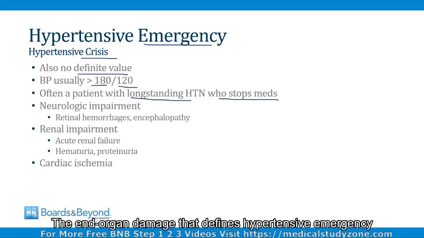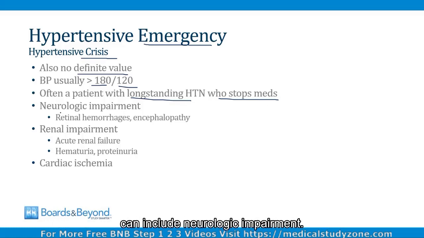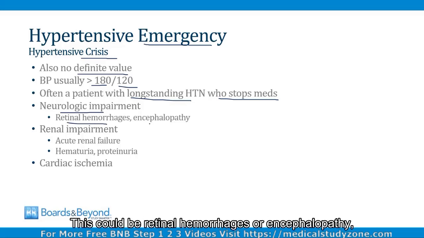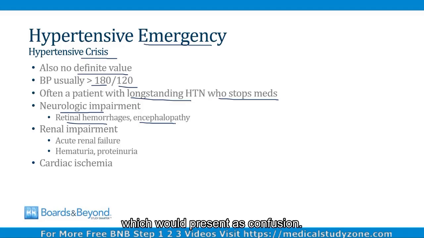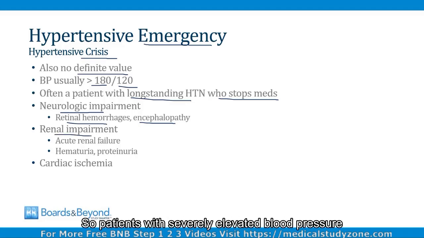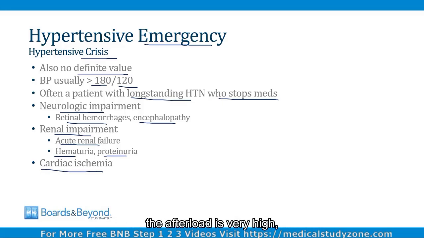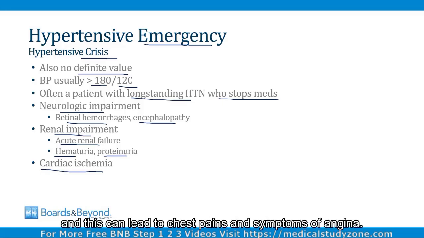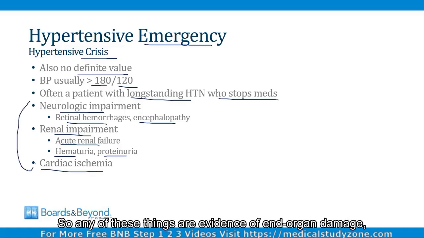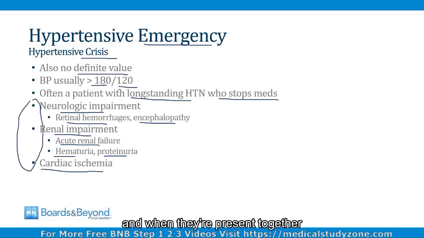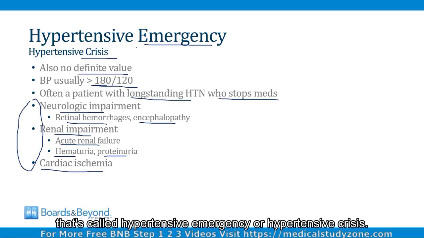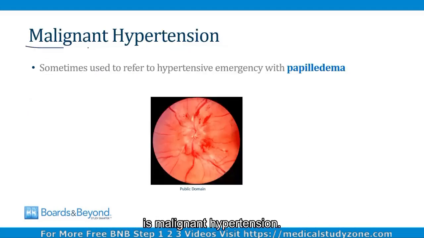The end organ damage that defines hypertensive emergency can include neurologic impairment. This could be retinal hemorrhages or encephalopathy, which would present as confusion. It could include renal impairment, so patients with severely elevated blood pressure can develop acute renal failure, they can develop hematuria or proteinuria. And then finally, it can include cardiac ischemia. When the blood pressure is this high, the afterload is very high, and this can lead to chest pains and symptoms of angina. So any of these things are evidence of end organ damage, and when they're present together with a very high blood pressure, that's called hypertensive emergency or hypertensive crisis. And then a final term you will sometimes hear is malignant hypertension.